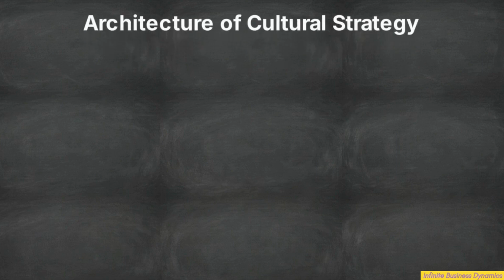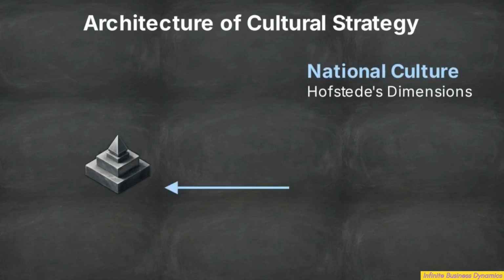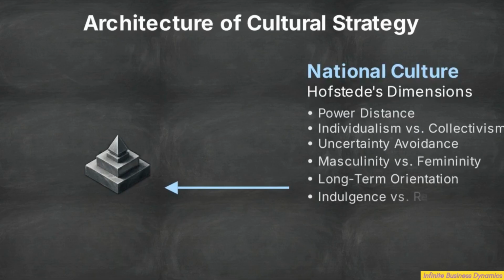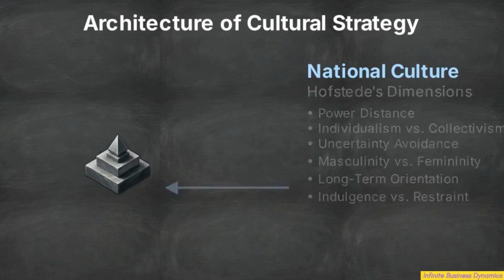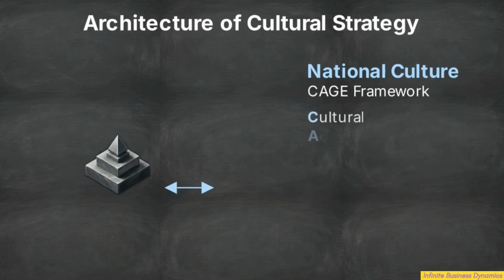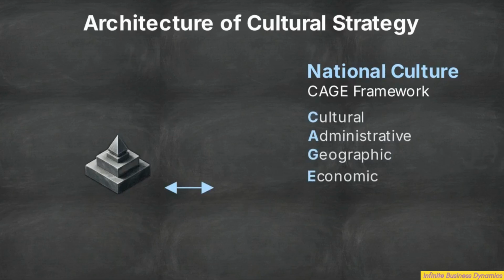This model illustrates the architecture of global commercial strategy. It operates across 3 distinct, intersecting cultural layers. The foundation is national culture. Here, we use Hofstede's dimensions to map how entire societies approach hierarchy, relationships, and uncertainty. Laterally, the CAGE framework measures the structural distance between international markets. CAGE is an acronym that analyzes how different markets are across cultural, administrative, geographic, and economic lines.